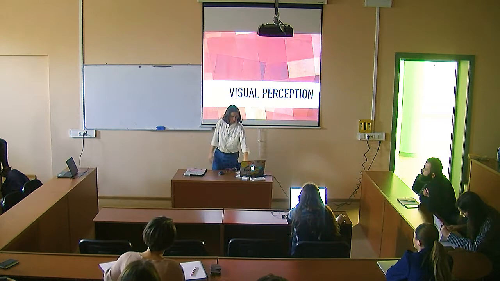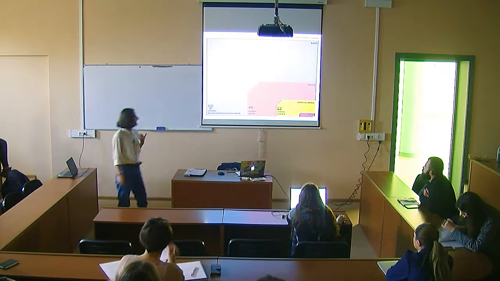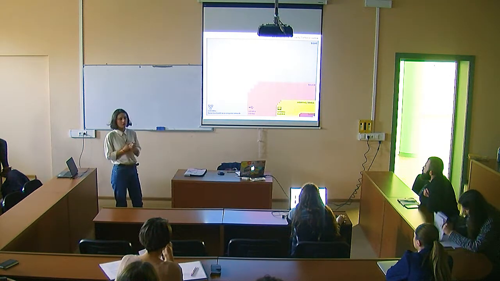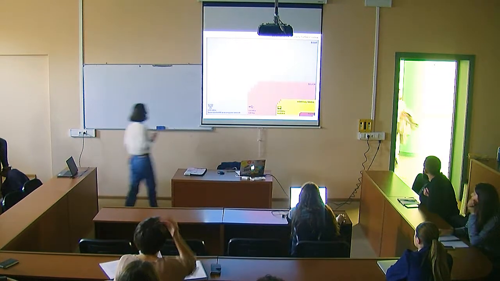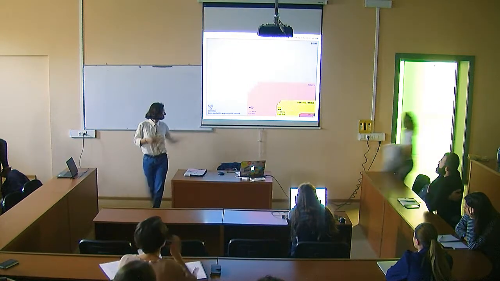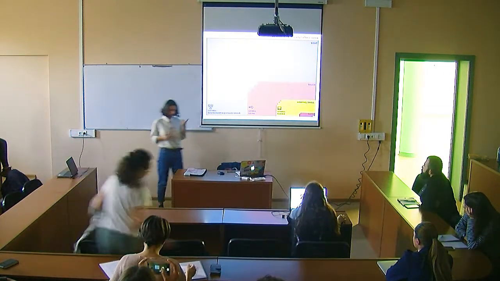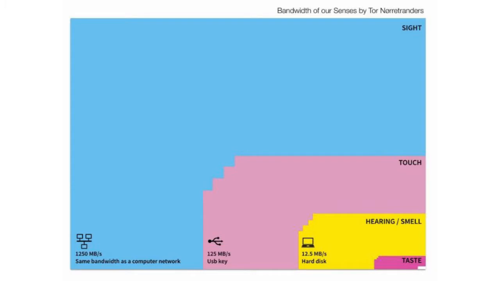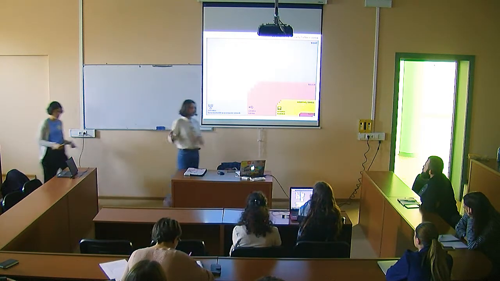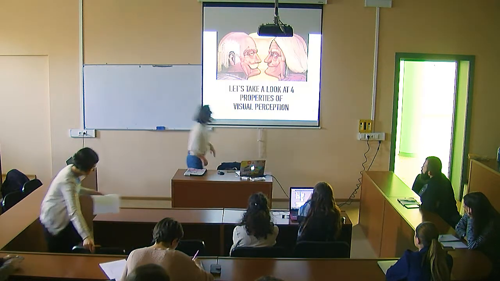So let's start from visual perception, because visual perception is a really quick thing. We have 5 senses, as you know, human senses, and the sense of sight is the fastest, and actually it has the same bandwidth as a computer network, and it's quite fast. This is a very famous infographic, which you can find on the Information is Beautiful website. There's a book as well, Information is Beautiful, with really good examples of data visualizations.